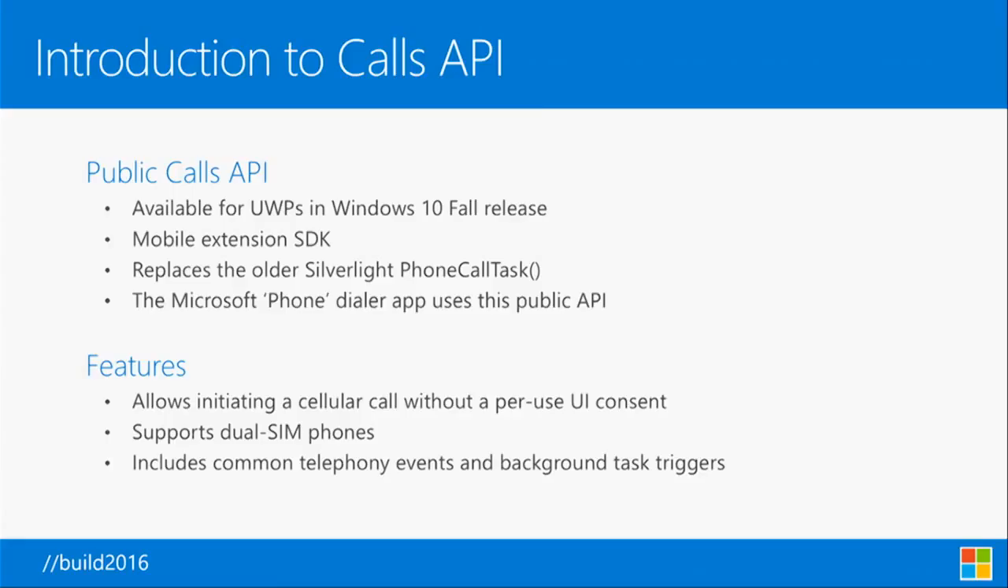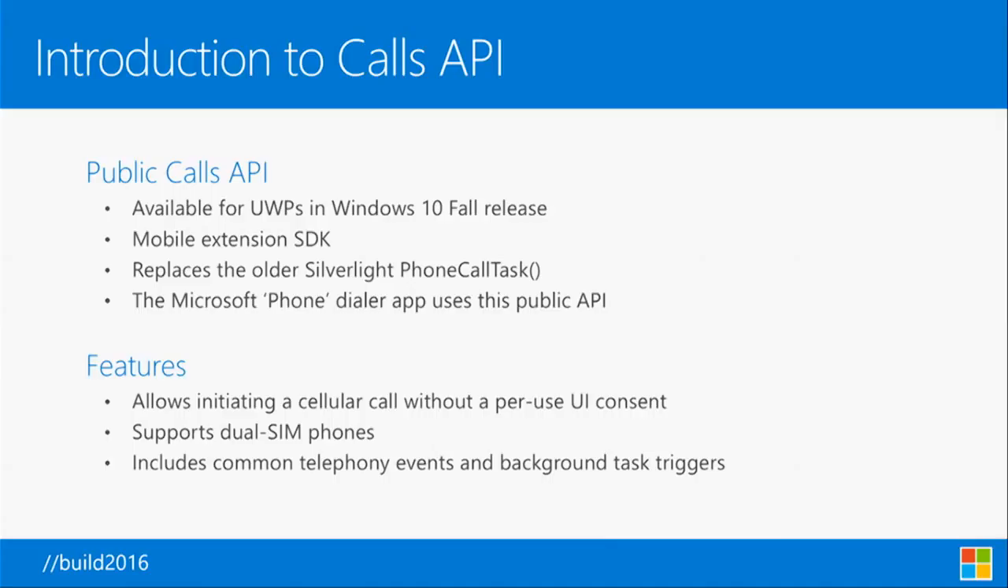Today, Bayo and I are going to talk to you about how to make a dialing application using our public calling APIs. These APIs have been available for UWPs starting with the Windows 10 fall release via the Mobile Extension SDK. They're intended to replace the older Silverlight phone call task API. The public APIs are used by our Microsoft Phone Dialer application that's built into the operating system.